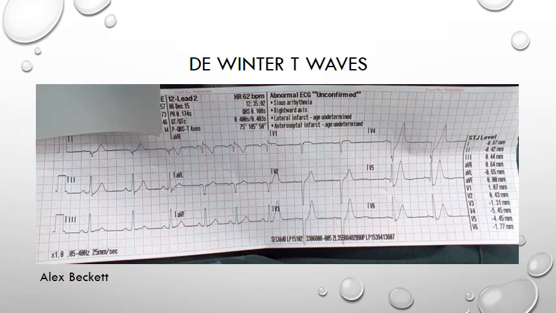Credit for this case study goes to Alex Beckett, and this ECG is from a 43-year-old male with onset of central chest pain whilst out running. The patient presented with shortness of breath, vomiting, pallor, diaphoresis, which is the posh word for sweating, and agitated.